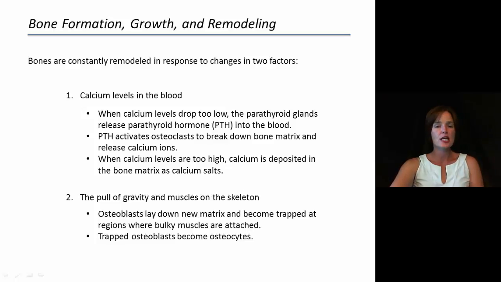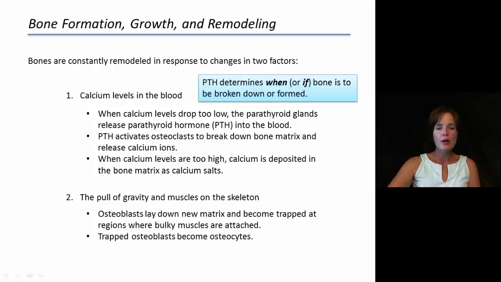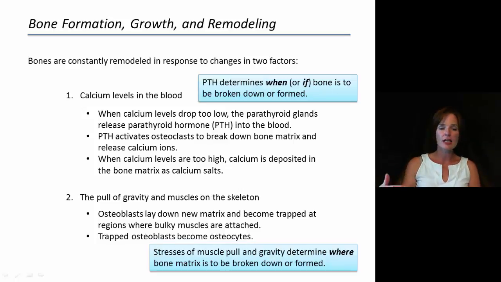So if we just sum up what we're saying here, basically PTH, that hormone, is going to determine when and if bone is to be broken down and formed. And then the gravity and the muscles, the stresses that we have on the actual skeleton, these determine where. So the location where the bone matrix is to be broken down and formed. So when and where are obviously both important when we're talking about bone remodeling.